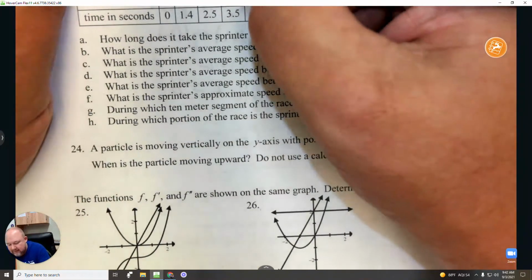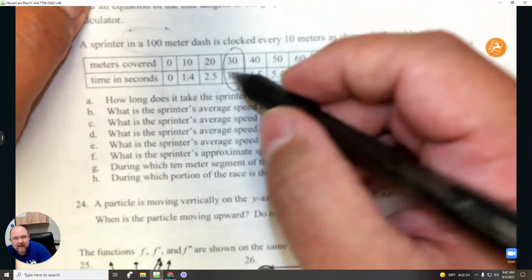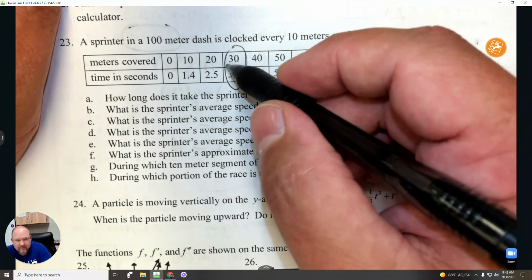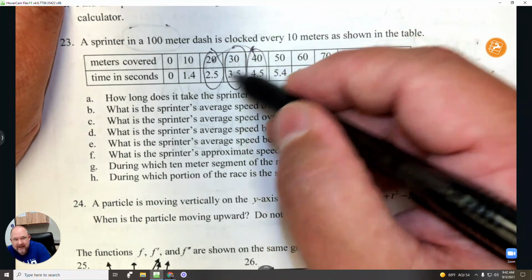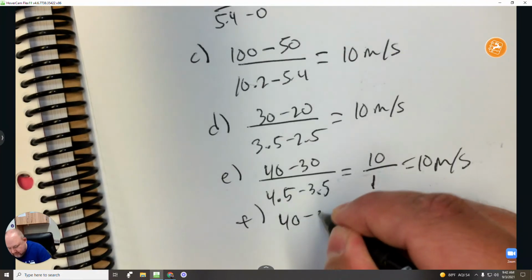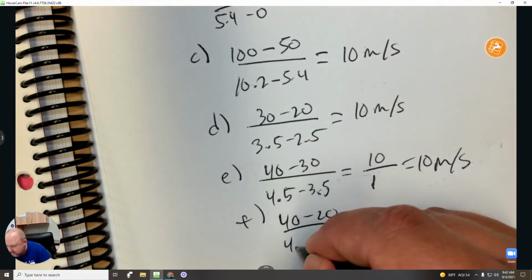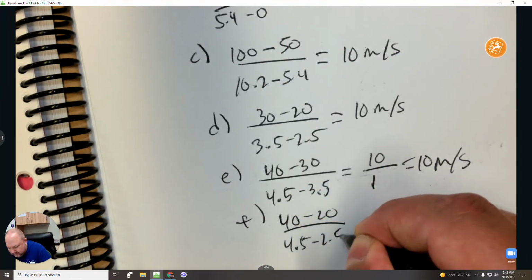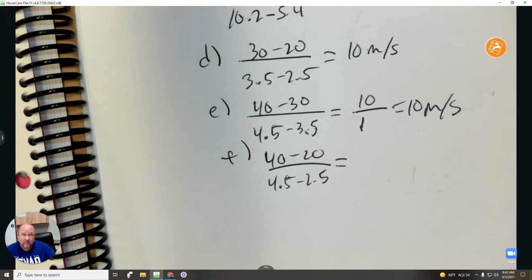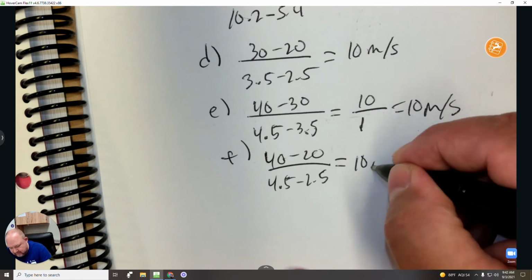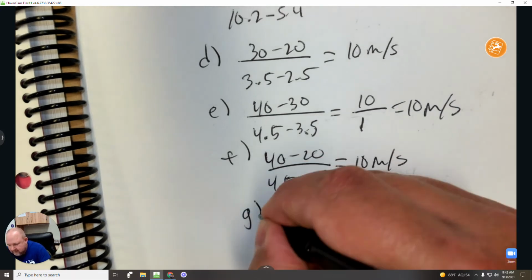F, what's the sprinter's approximate speed as he passes the 30-meter mark? And we're talking, how do you approximate instantaneous? You have to take what's before and what's after and use that to approximate it. So it's going to be 40 take away 20, and 4.5 take away 2.5. So you still have to do slope with 2 points. To approximate, you take the one after and the one before, and then find the slope in between. So that again is about 10 meters per second if you calculate it.